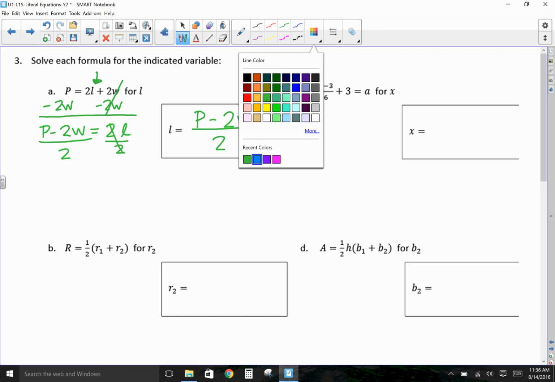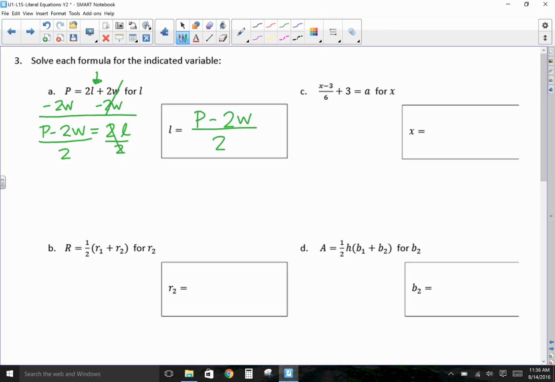Now, I want to point out, because some people had questions about this, when you're at this step that says P minus 2W equals 2L, when you divide, you can write divided by 2, and then divided by 2, and then divided by 2. Here I did it over the whole side of the equation. Otherwise, you can do it in each term. And when you do that, these 2's cancel, but notice there's no 2 there that cancels.